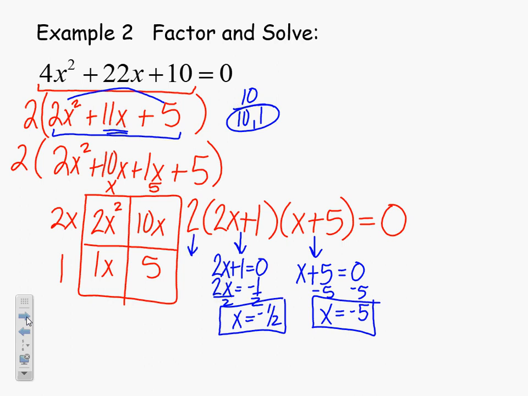That 2, if I set him equal to 0, that doesn't make any sense. There's not even x's there for me to solve. Like, I have no x's to get alone. That 2 does not lead us to a solution. That 2 is a part of our factoring that allowed us to break it apart a little bit easier. So our 2 solutions are -1/2 and -5.